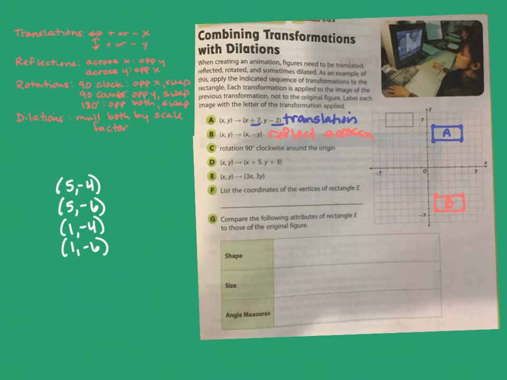Opposite of x, so 5 will become -5, and I'll swap their order. So negative 4, negative 5. 5 will be negative 5, and I'm going to swap their order. 1 will be negative 1, but I'm going to swap their order. And 1 will be negative 1, but I'm going to swap their order. And then I will graph those 4 points. Okay, and there is my rotation, clockwise, 90 degrees.